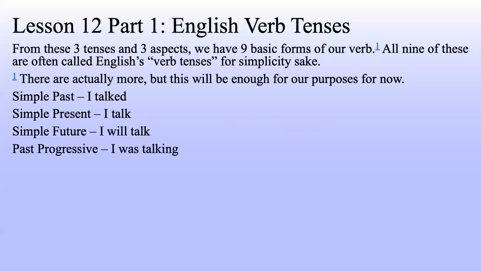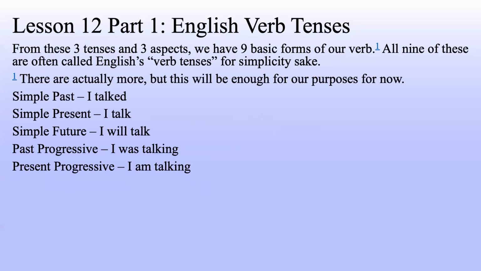I will talk. Past progressive, I was talking. This happened in the past and it took place over time. It's not that I talked at a specific point in time and I was done. It's like I was talking when this other thing happened, or I was talking for a long time. It's got the idea of some duration going on.